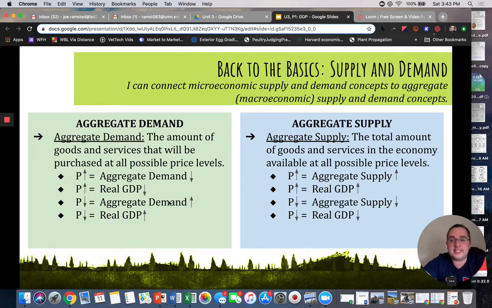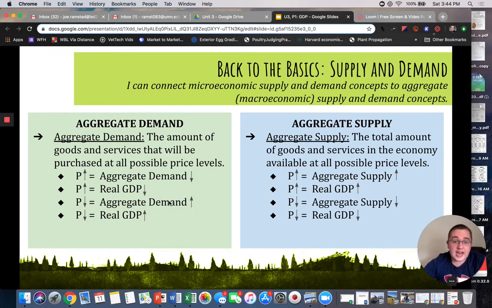Okay, so aggregate demand is the amount of goods and services that will be purchased at all possible price levels in the U.S. Aggregate supply is the total amount of goods and services in the economy available at all possible price levels. So if price goes up, aggregate demand goes down. If price goes up, aggregate or real GDP goes down. If price goes down, aggregate demand goes up. And if price goes down, real GDP goes up.